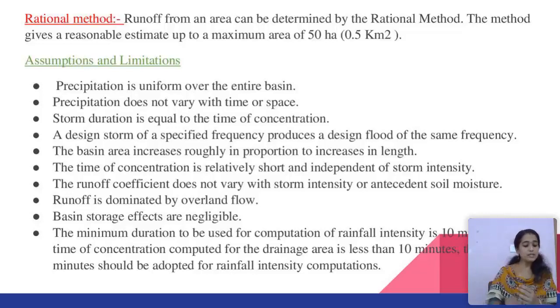Then runoff is dominated by overland flow. This overland flow is the runoff through the surface of the land, which will be dominating. This may or may not happen. The next assumption is that basin storage effects are negligible. That is, basin storage means the groundwater basin storage is negligible. That also is limited.